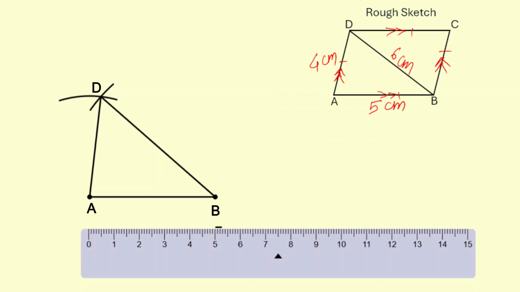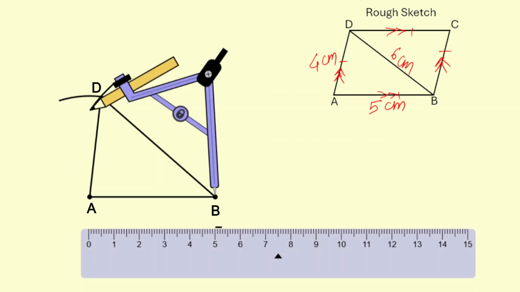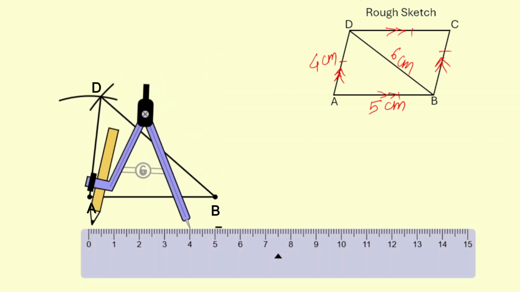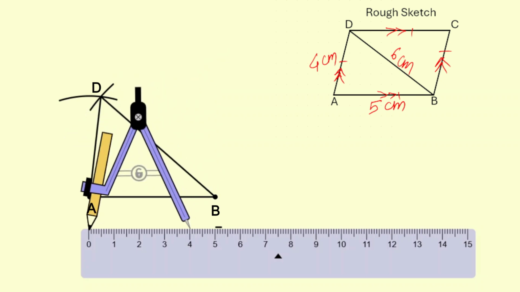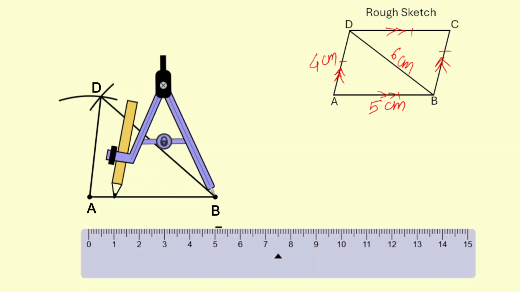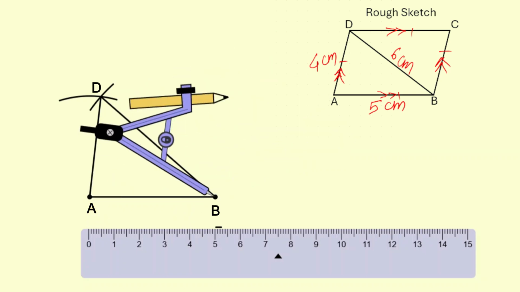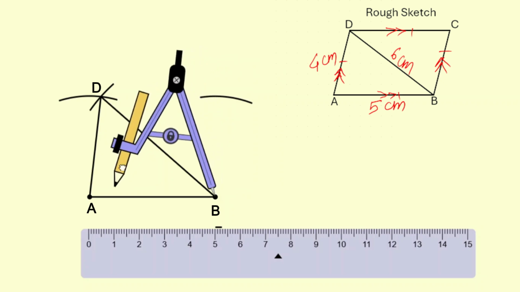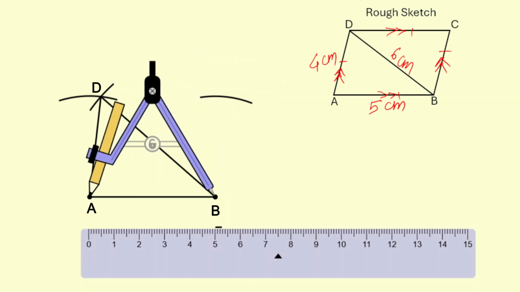Now I need the fourth vertex, which is point C. You know, point C is 4 centimeters away from point B. So let me set an arc radius of 4 centimeters in my compass. Then I'll put my compass at point B and make an arc in the direction of C.